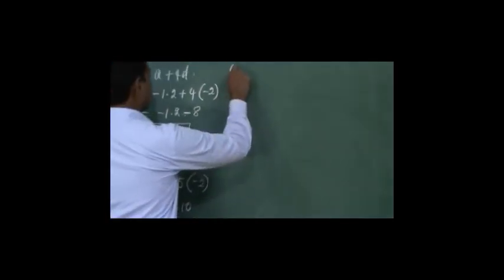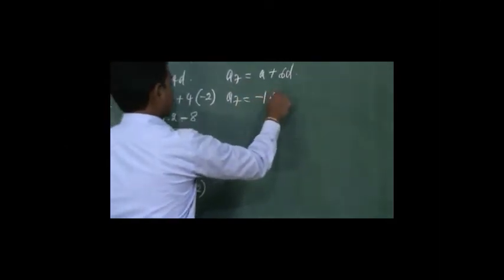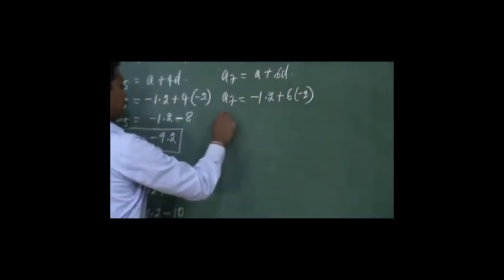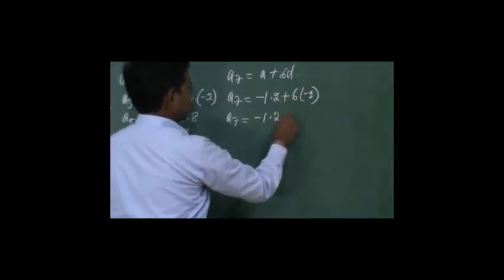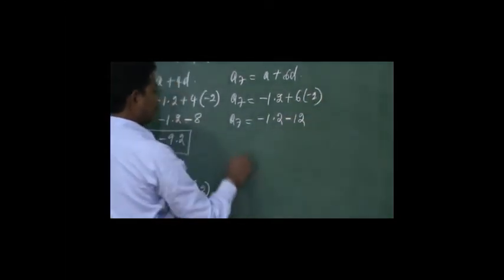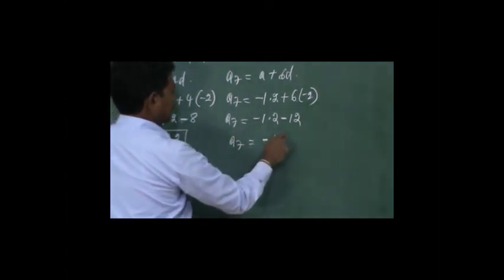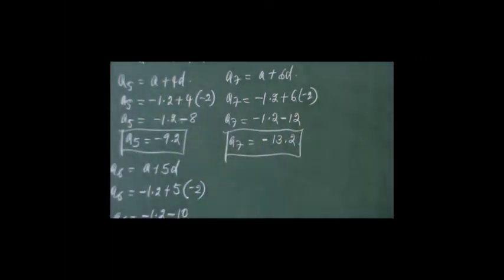So last term is remaining, that is A7. So A7 can be defined as A plus 6D. So A7 is equal to A is minus 1.2 plus 6 into D is minus 2. So A7 can be written as minus 1.2 plus into minus, 6 into 2 is 12. So A7 is equal to minus 13.2. So A7 is minus 13.2.